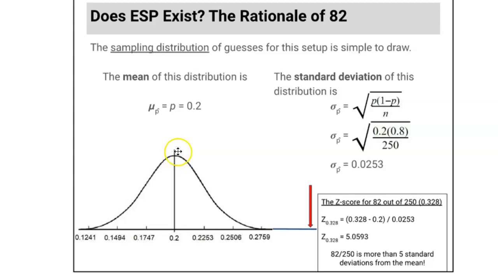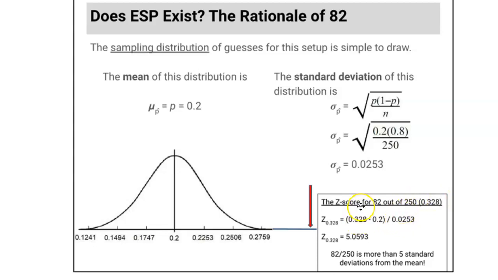Now, if I'm talking about a sampling distribution of 250 cards, that's that 250 here, I would get a standard deviation of 0.0253, about 2.5% plus or minus. So the likelihood of her getting 82 out of 250, that's 0.328. In order to figure that out, we'll find the z-score.